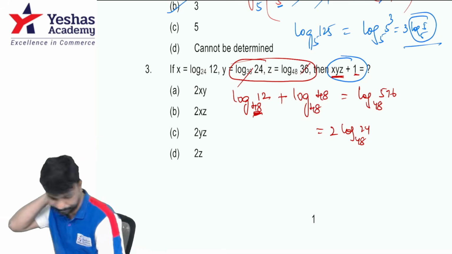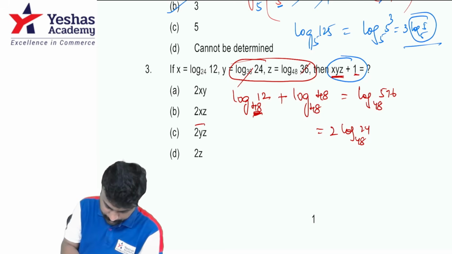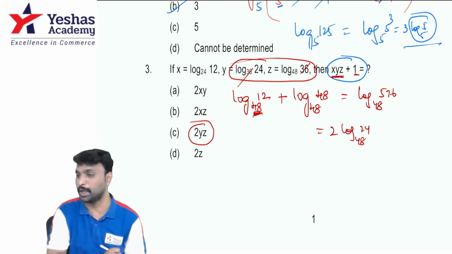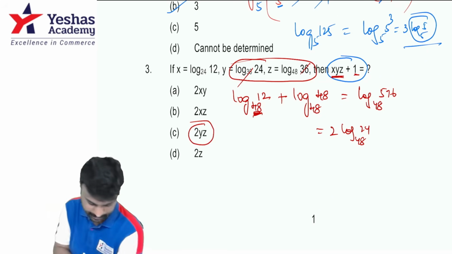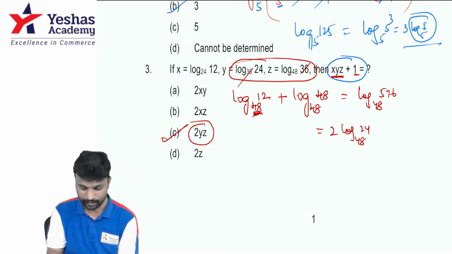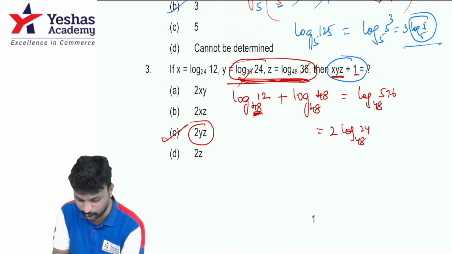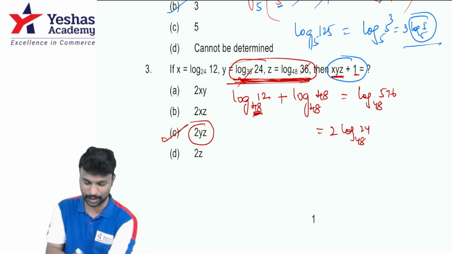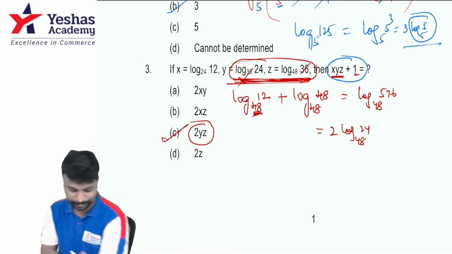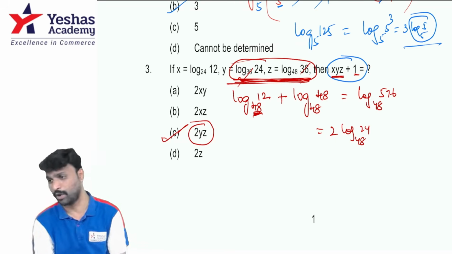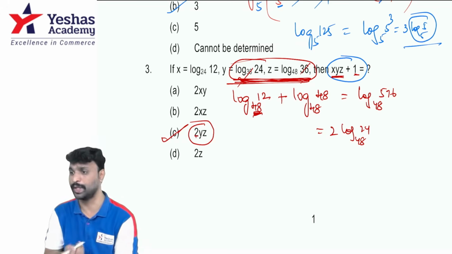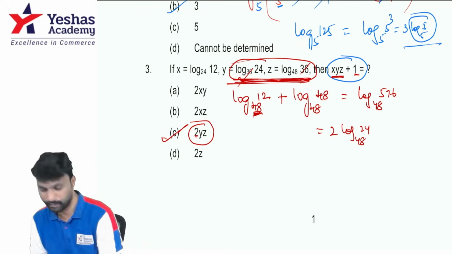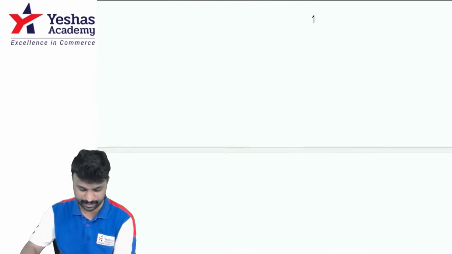So log 24 to the base 48, and there is a multiplier 2. That means it should be 2 into yz, isn't it? It is 2 into yz. If I multiply y and z, these last two log terms, what do I get? Log 24 to the base 48, and the multiplier is 2, so it is 2 log 24 to the base 48. So option C is the right answer.